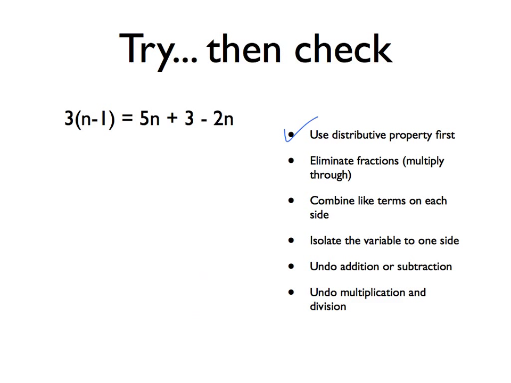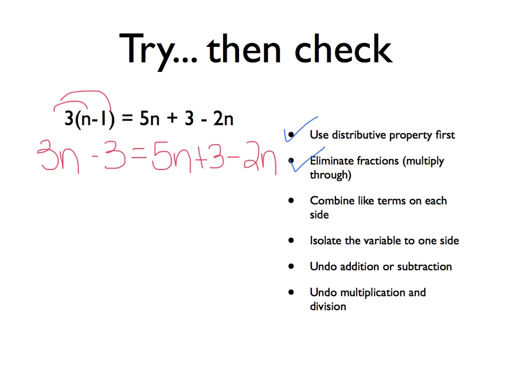Starting with the distributive property. Let's go. 3n and 3 minus 1. 3 times -1, excuse me. That would be 3n minus 3 equals 5n plus 3 minus 2n. Alright, distributive property done. How about fractions? No fractions. So let's go on to combining our like terms.